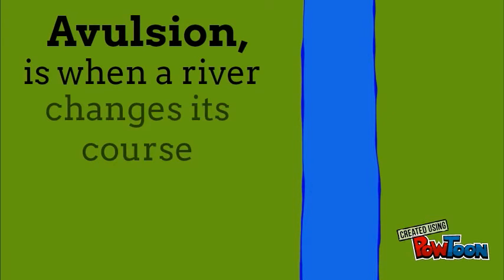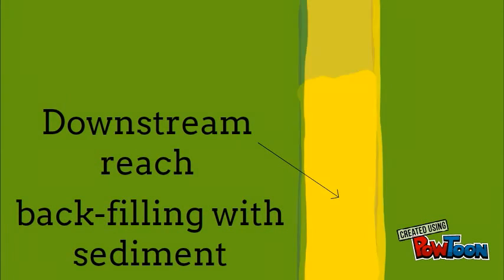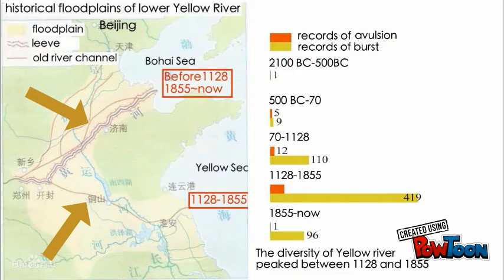Avulsion is when a river changes its course due to its downstream reach backfilling with sediment, causing the upstream reach to seek a new course. The Yellow River in China experiences large and small-scale avulsions, which can cause the river to drain into different seas.